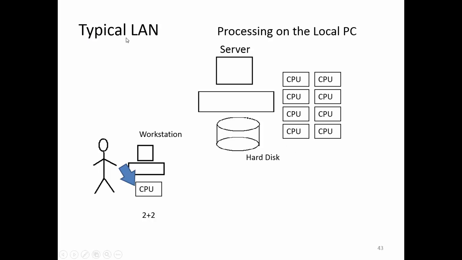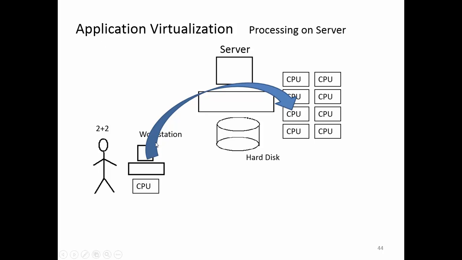In a typical local area network, when a user adds 2 plus 2, that processing occurs on the CPU of the user's own workstation. Now, the user can save the file to the file server hard disk if the user wants to, but all processing occurs on the user's own individual CPU. And all the CPUs on the server are underutilized. But if we implement application virtualization, then the application runs in the RAM of the server and all processing occurs on the server, and therefore the user has access to a larger number of CPUs.